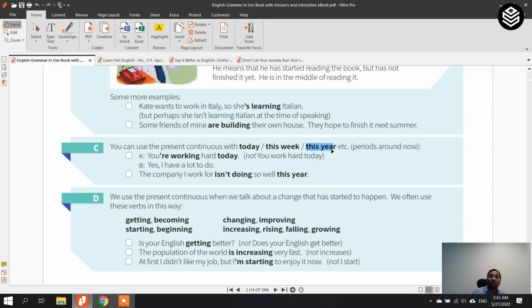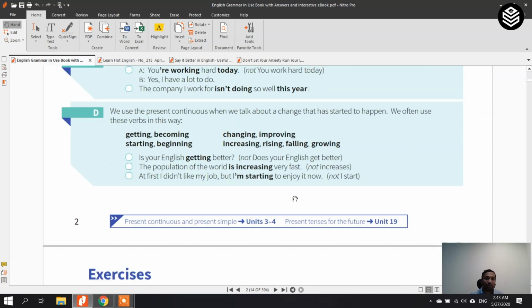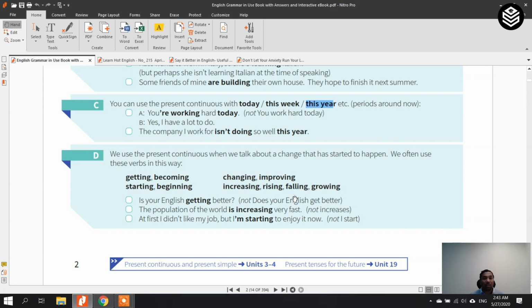The company I work for isn't doing so well this year. If it is doing well, you can use "the company I work for is doing so well this year." It means actually it's not finished, but you are predicting something based on the performance of the past.